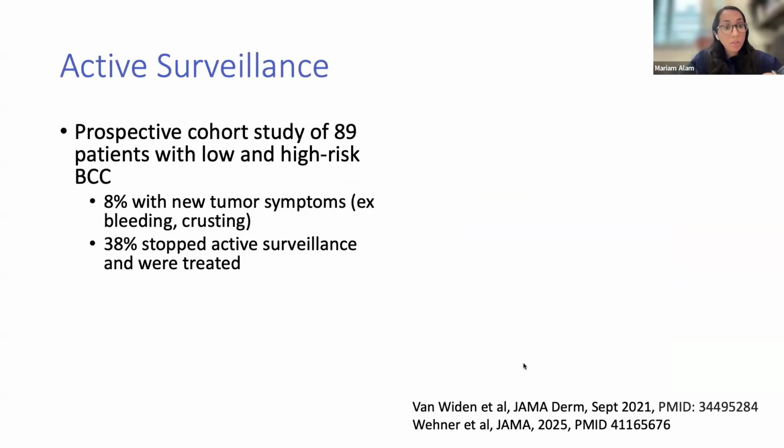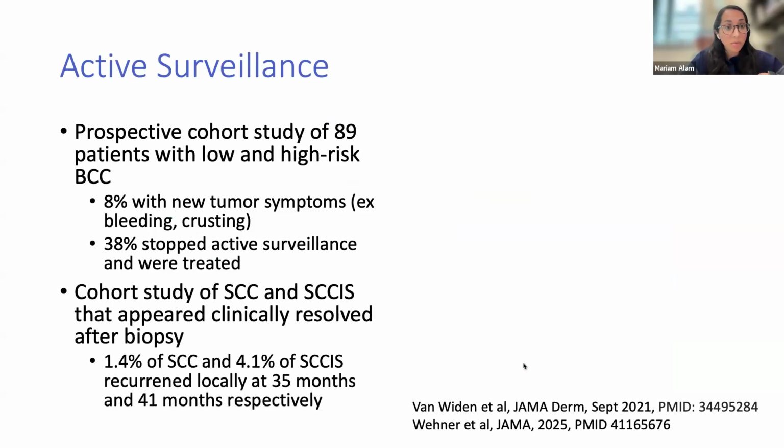And then lastly, I want to talk about active surveillance. So active surveillance, I think, is a really great option for older patients. There have been several studies that have looked at patients who have just had a shave biopsy to diagnose their lesion and then were followed, meaning they did not have any topical treatment, they did not have surgery, they did not have radiation.